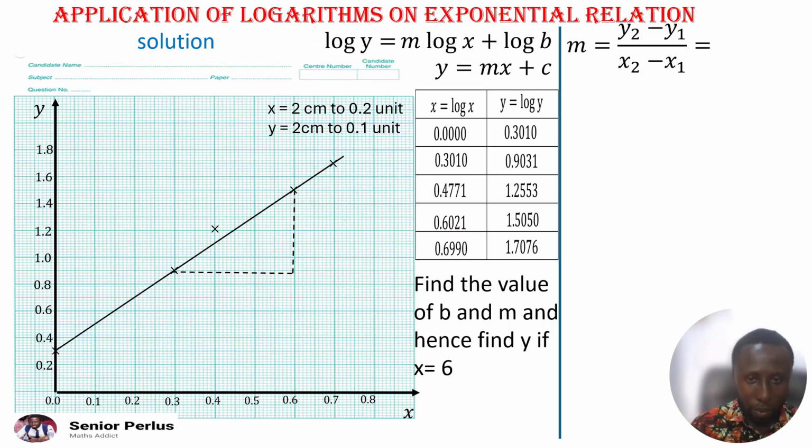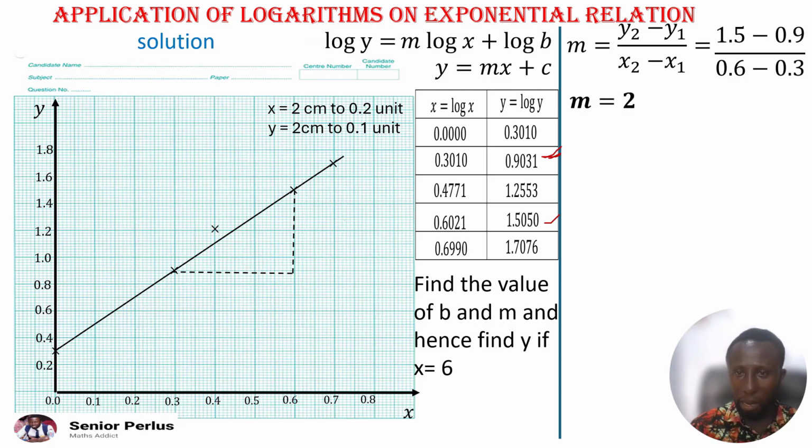I choose this. My y was 1.5, and that's my y2. My one was this. I choose this for the gradient. So the y2 was 1.5, and our s was this. This is what I choose for the gradient. Therefore, my m is 2. Okay, good. Now I know m.